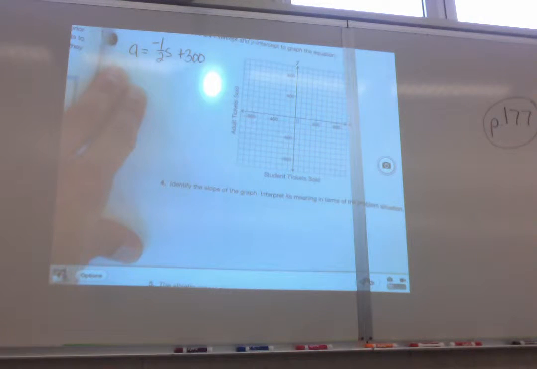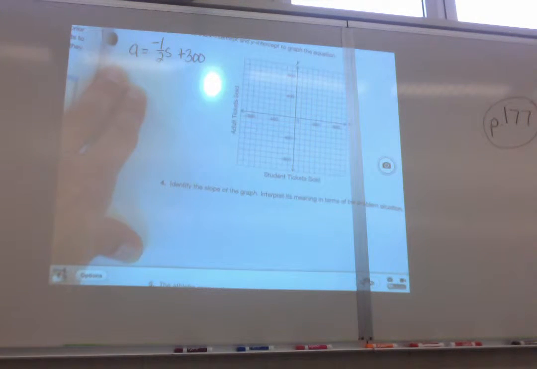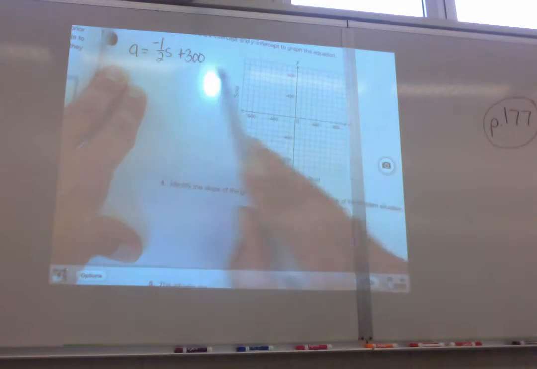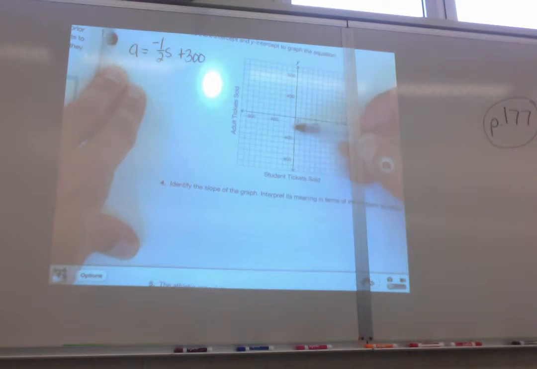Okay, so I'm looking at what they have written here, student tickets and adult tickets. What do you think that tells us? Who's the x-axis, students or adults? Students. I think that tells us that the students are the x-axis, okay? And that would make sense because right here, this S is kind of in the place where X's are a lot of times. And I think the y-axis is the adults.